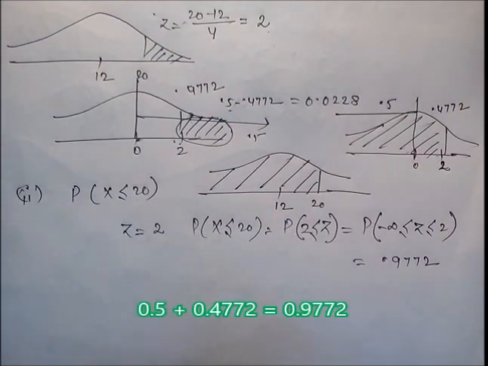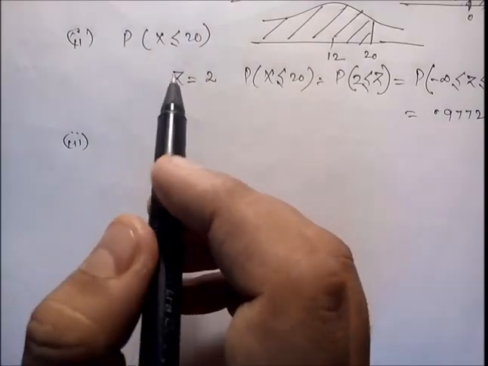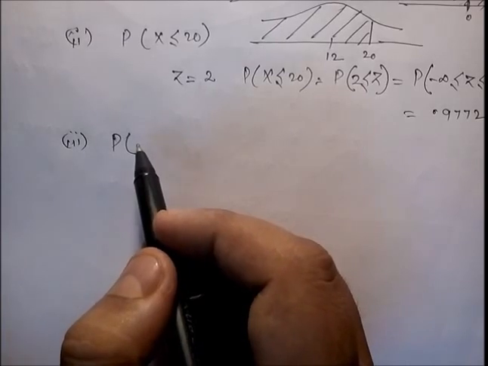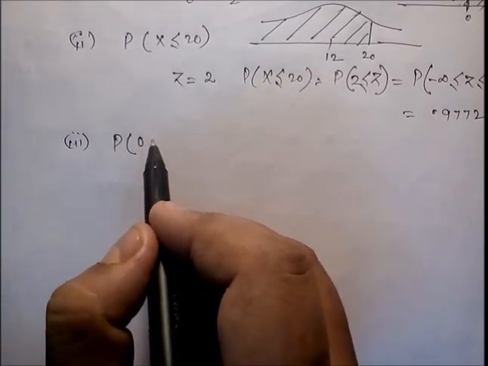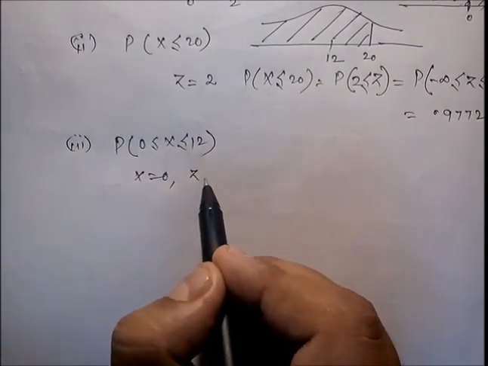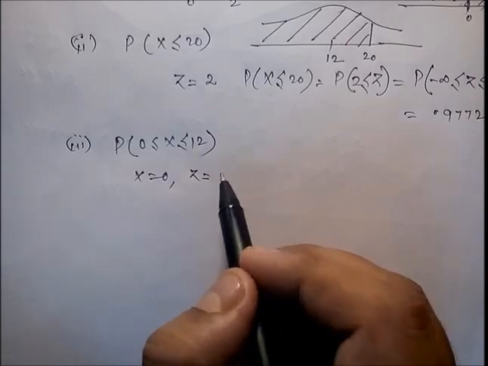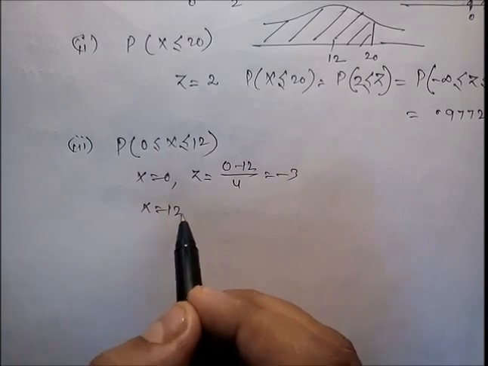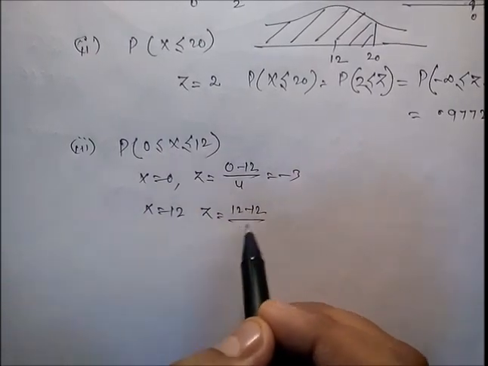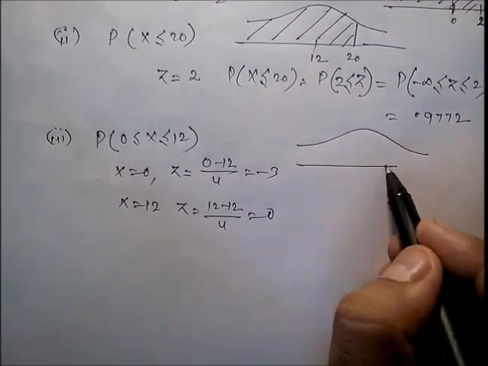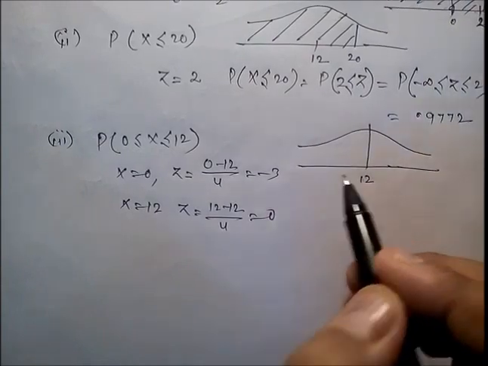Okay, next, third: what is the probability between 0 and 12? So if x is equal to 0, z is equal to (0 minus 12) by 4, which is minus 3. If x is equal to 12, z is equal to (12 minus 12) by 4, which is 0. Okay, so we want to know the area between 0 and 12.